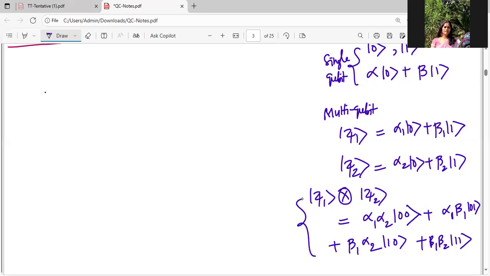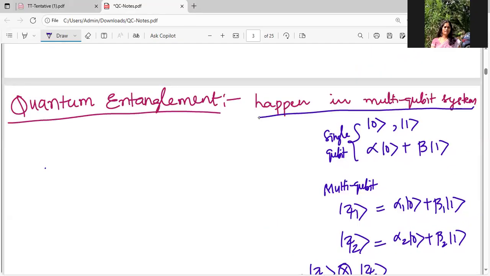How have I got this 2-qubit system? Using the tensor product of quantum computing. Now, entanglement happens in a multi-qubit system. That is the first thing I should be aware of. Again, what is a multi-qubit system?